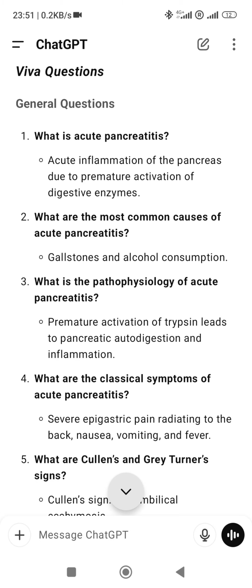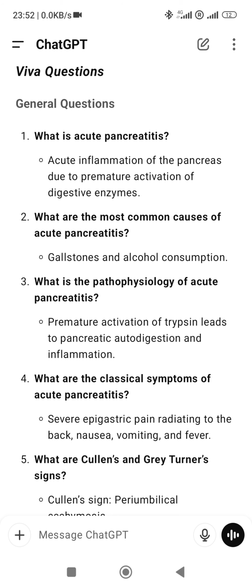Next question. What is the pathophysiology of acute pancreatitis? Sir, premature activation of trypsin leads to pancreatic autodigestion and inflammation.